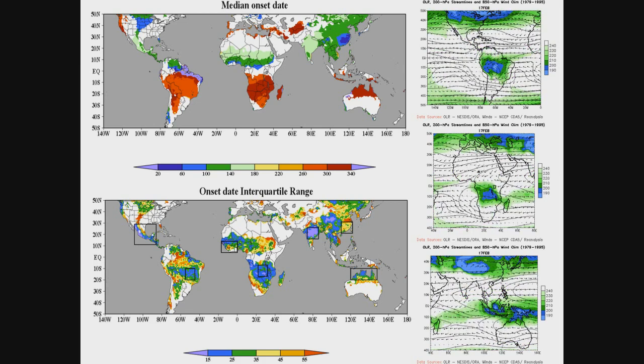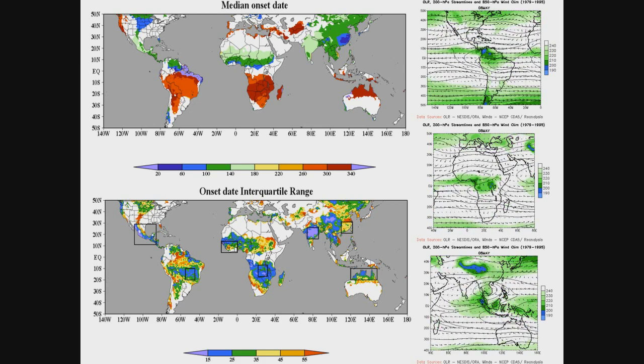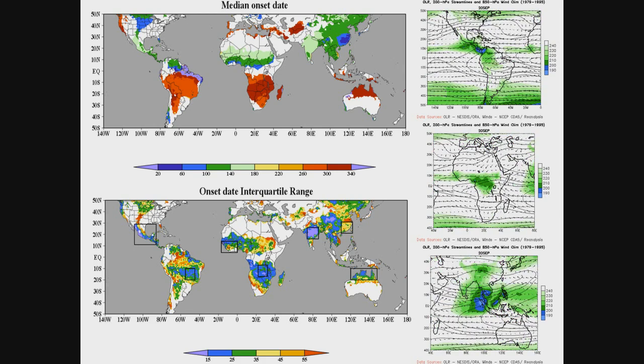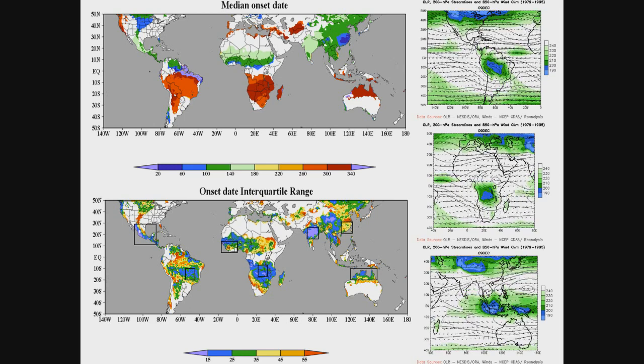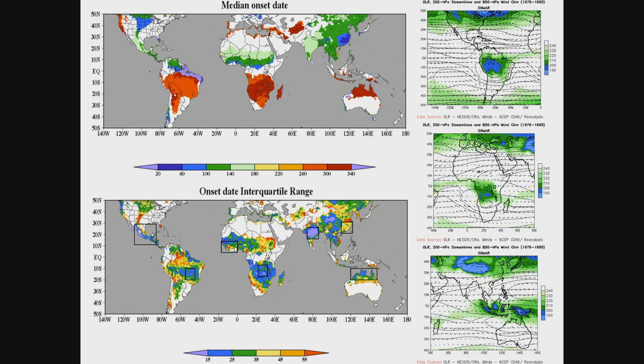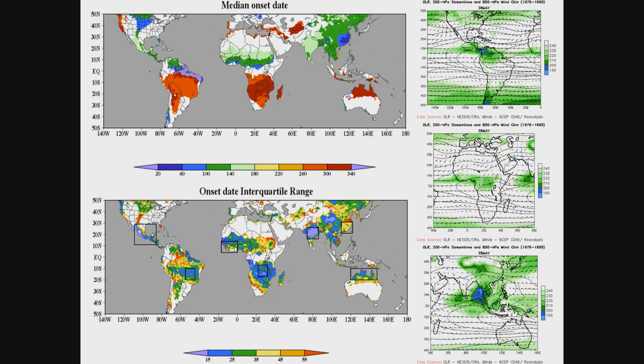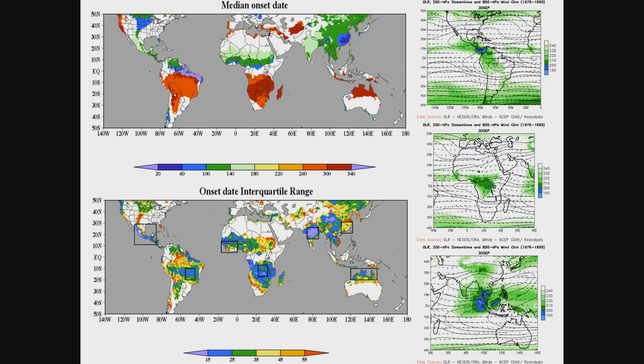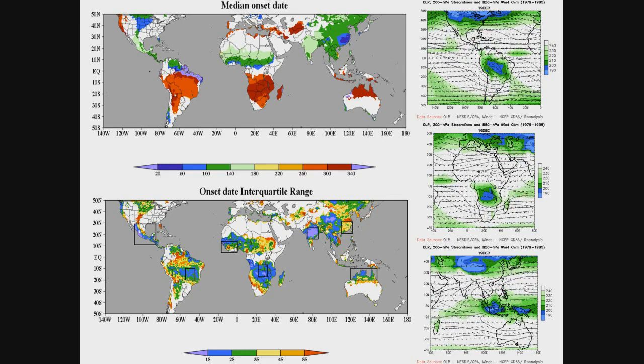And I'm selecting 7 regions for this study. So North American monsoon, South American monsoon, what I call West Africa monsoon, East Africa monsoon, Indian monsoon, East Asia monsoon, and Northern Australia monsoon. I will also point out how low the variance over India is in comparison to all the other monsoons.